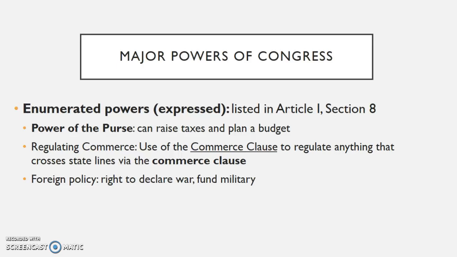The Commerce Clause has been so widely used in terms of expanding the power of Congress since the Supreme Court case of Gibbons v. Ogden, that it gives Congress the power to regulate almost anything that crosses state lines via this clause.